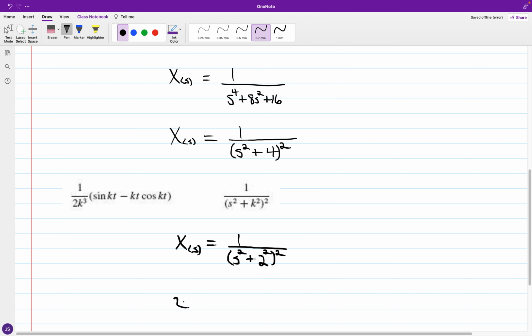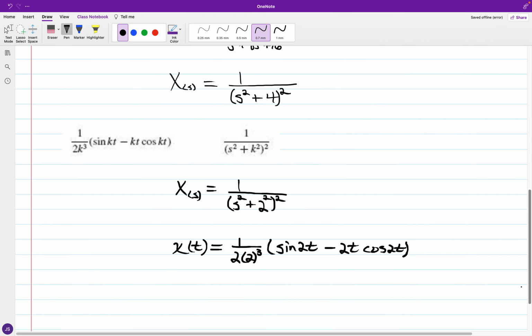Okay, so for the inverse Laplace transform, with x of t, well guess what? With k at 2, you're going to have 1 over 2k cubed, so we're looking at 1 over 2 times the cube of 2, times the quantity of the sine of kt, in this case the sine of 2t, minus kt, so it'll be minus 2t times the cosine of kt, so the cosine of 2t.